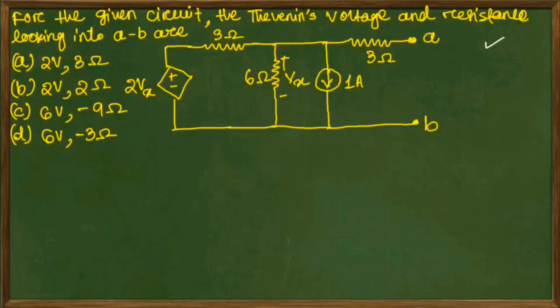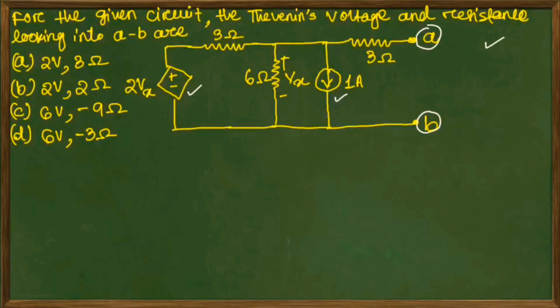So in this question we have been given a network where there are two sources. One is a dependent source, that is a voltage dependent voltage source, and the other one is an independent current source. Now we have to tell what is the Thevenin's resistance or the equivalent resistance between the points A and B, and what is the Thevenin's voltage, that is the open circuit voltage between the points A and B.